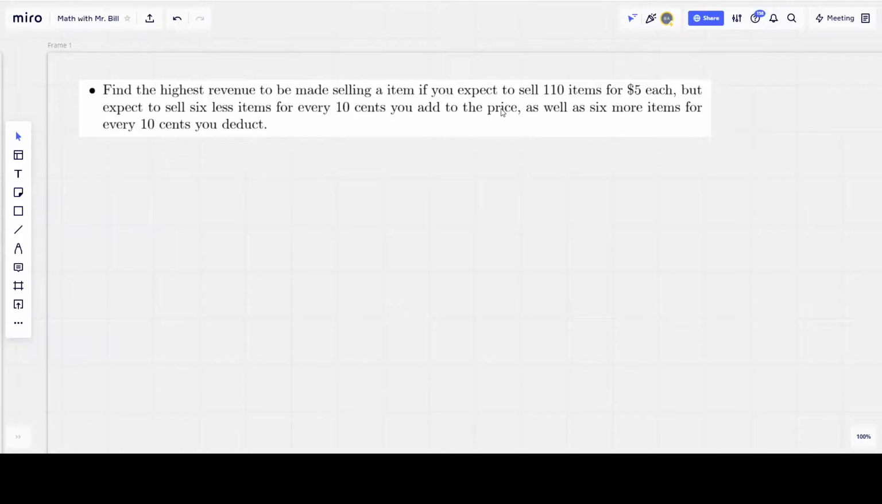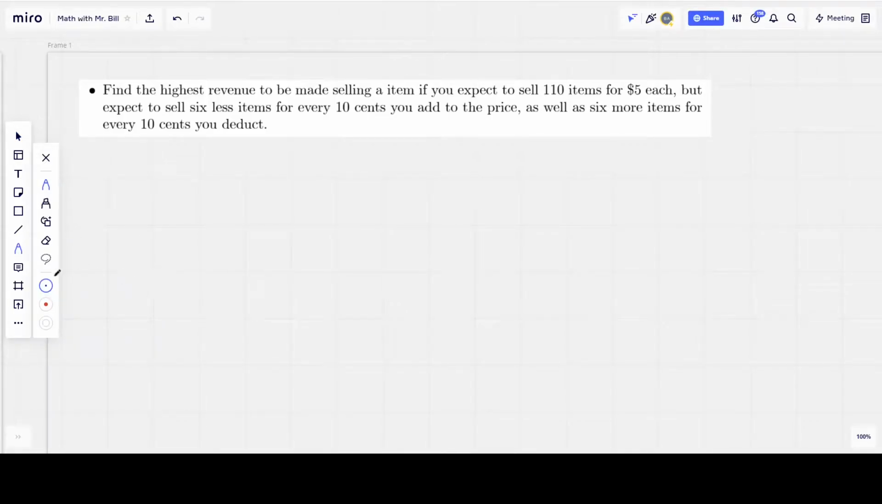Today we're going to be working on an optimization problem, one involving the maximum revenue that you can make from selling particular items. So let's jump into this. We're asked to find the highest revenue to be made selling an item if you expect to sell 110 for $5 each, but expect to sell 6 less items for every 10 cents you add to the price, as well as 6 more items for every 10 cents you deduct.